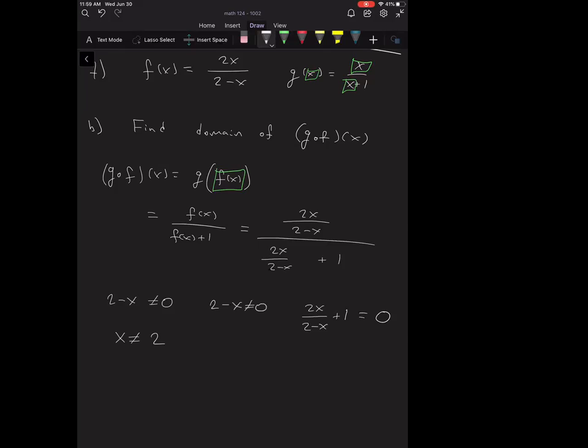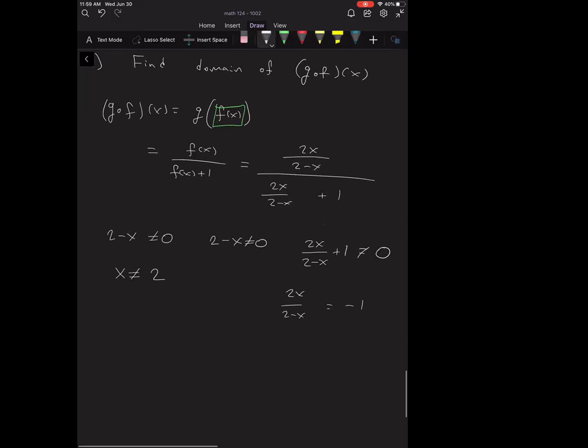So now let's look at this one on the right. This 2x over 2 minus x plus 1 can't be 0. So to solve for x here, we could subtract the 1 over. So we get 2x over 2 minus x equal to minus 1. Then we can multiply the 2 minus x over. 2x is equal to minus 1 times 2 minus x. So 2x is equal to minus 2 plus x. Subtract the x. Oh, these are can't equal signs. So we subtract the x over, then we get x can't be equal to minus 2.